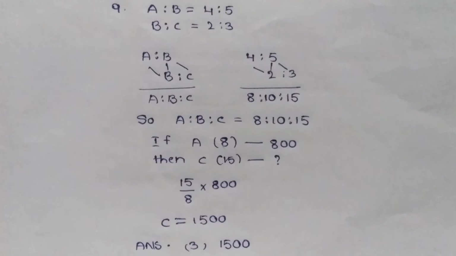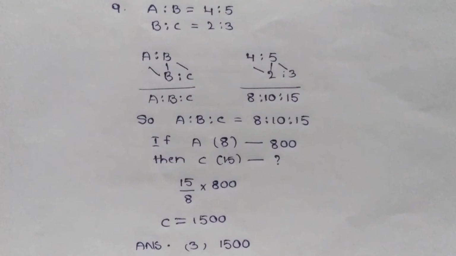After writing this ratio, what you are supposed to do is to find out the ratio of A is to B is to C. The first thing you are supposed to do is to find out the ratio of A, multiply A with B. Then you will get the ratio of A, that is 4 into 2 is 8. Now to find out the value of B, multiply B with B, that is 5 into 2 will be 10. To get the value of C, multiply B with C, that is 5 into 3 will be 15. So the ratio of A is to B is to C will be 8 is to 10 is to 15.